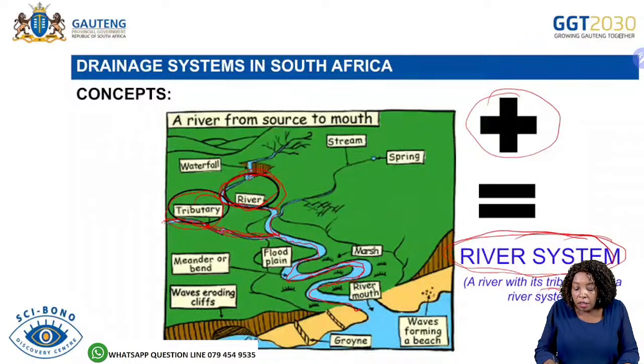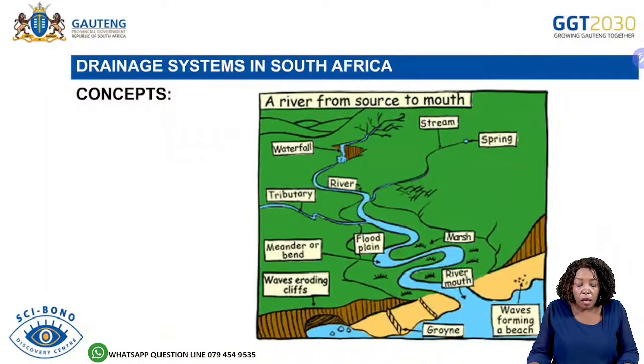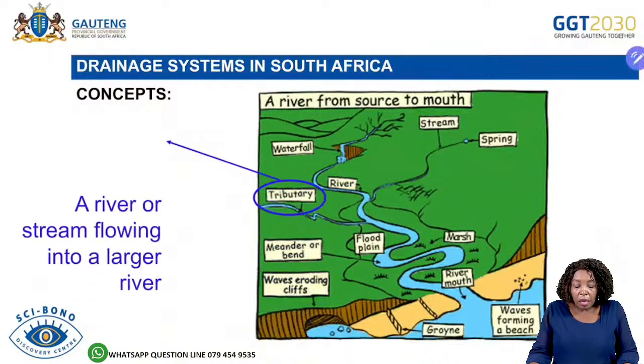A river with its tributaries is a river system. So we're combining this plus that, which makes the river system. Okay, then let's look at what we can then say.